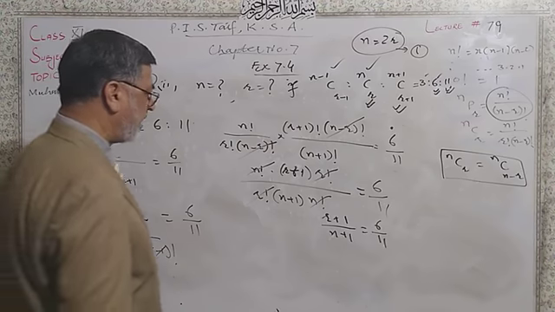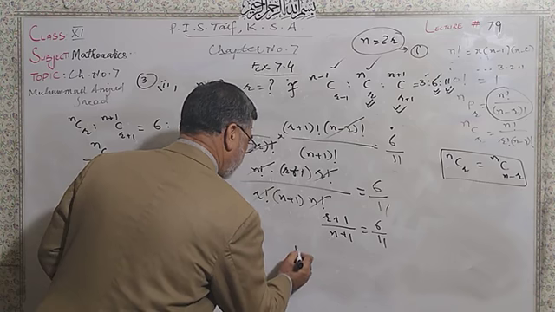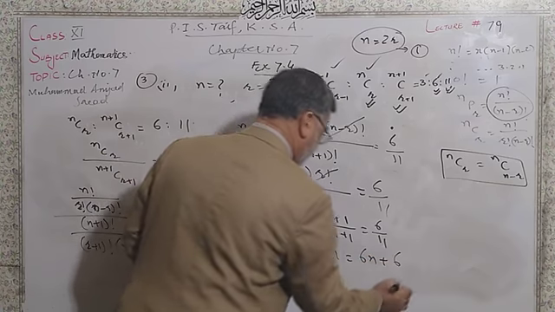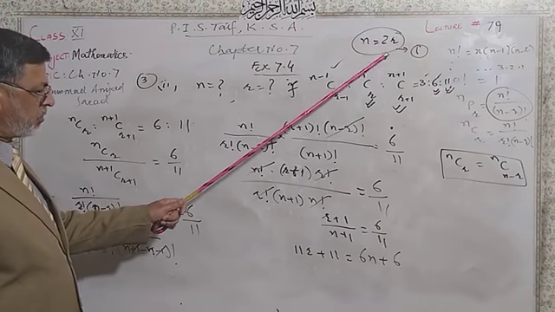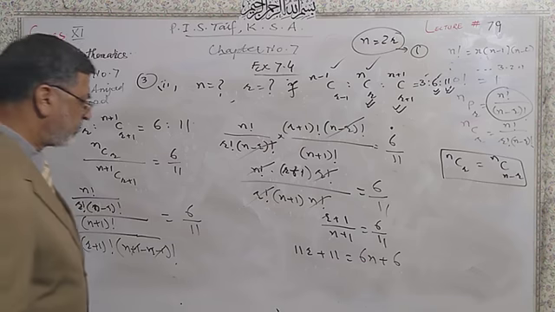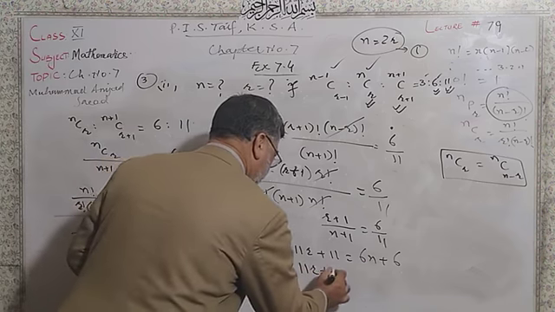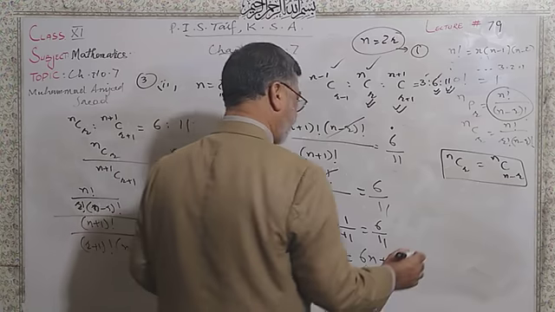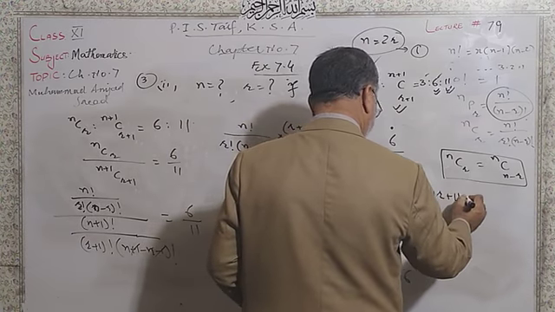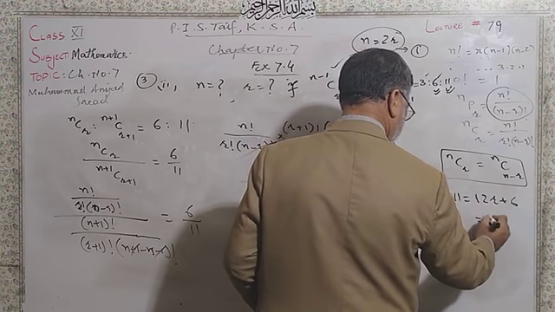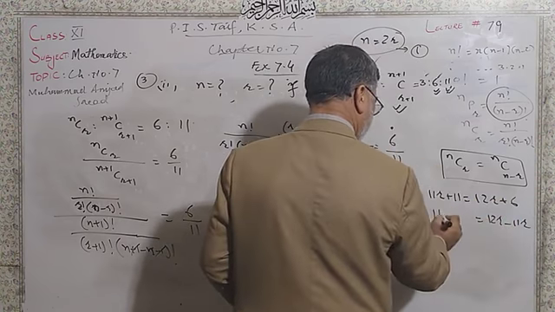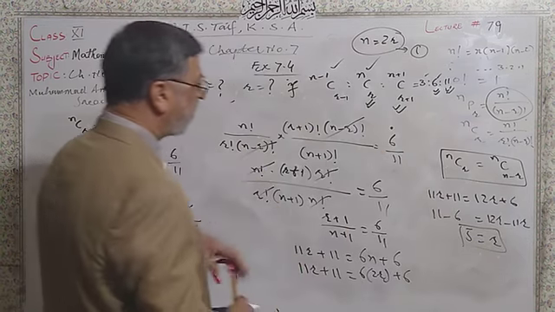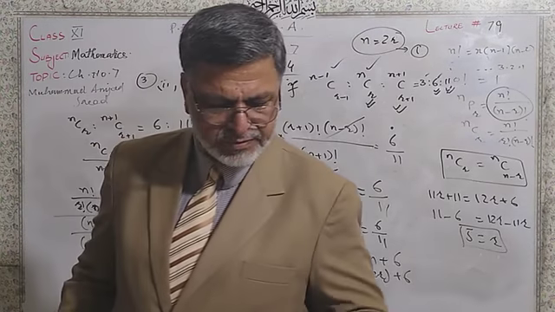So dear students, we can do cross multiplication. 11r plus 11 is equal to 6n plus 6. But n is equal to 2r here. So 11r plus 11 is equal to 6 into 2r plus 6, that is 12r plus 6. 12r minus 11r, 11 minus 6, r is equal to 5. So r is equal to 5.